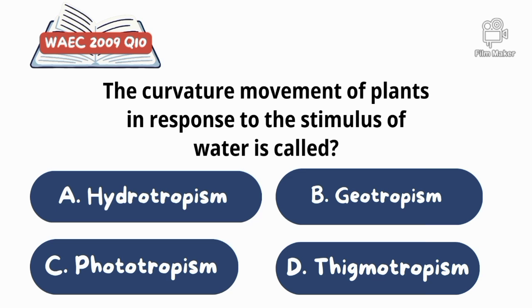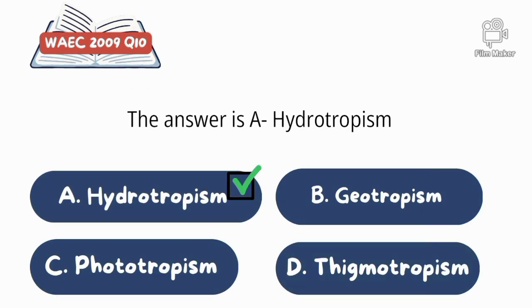The correct option is option A, hydrotropism. Hydrotropism is the curvature movement of plants to the stimulus of water. Other options are wrong. For example, geotropism is the curvature movement of plants in response to gravity. C is also wrong. Phototropism is the curvature movement of plants in response to light direction. D, thigmotropism, is also wrong because it is the curvature movement of plants in response to the stimulus of touch.